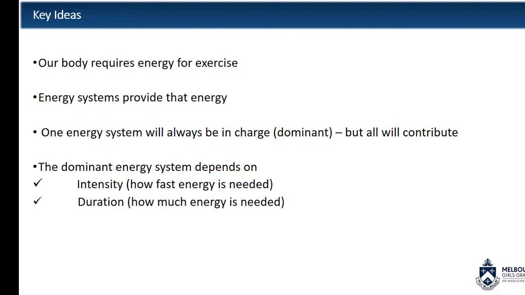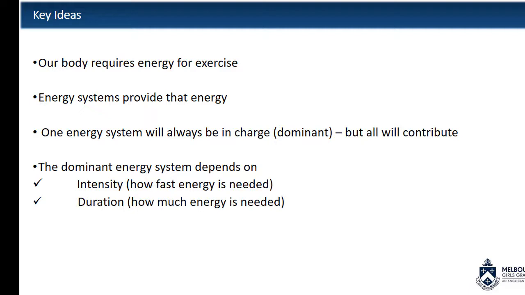Which energy system is in charge will depend on how fast the energy is needed, and that's determined by the intensity or how hard we're working. It also depends on how long we're working for and how much energy is needed. The 3 energy systems we use are the ATP-CP system, anaerobic glycolysis system, and the aerobic system.